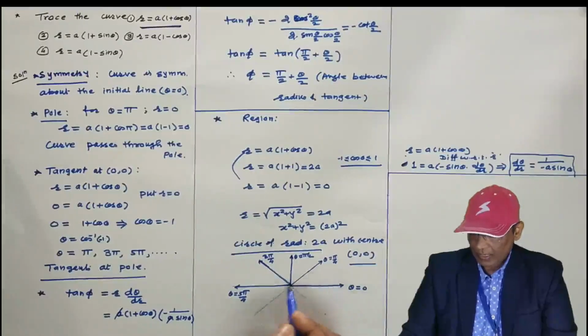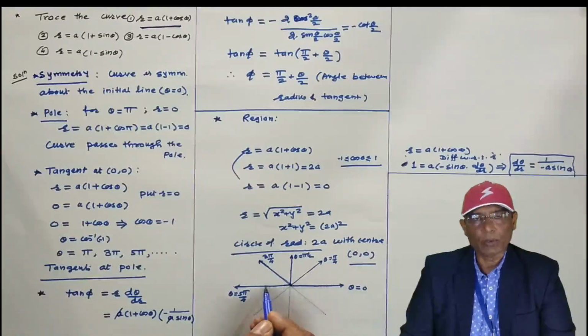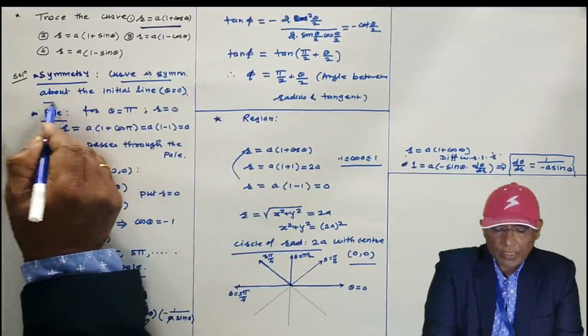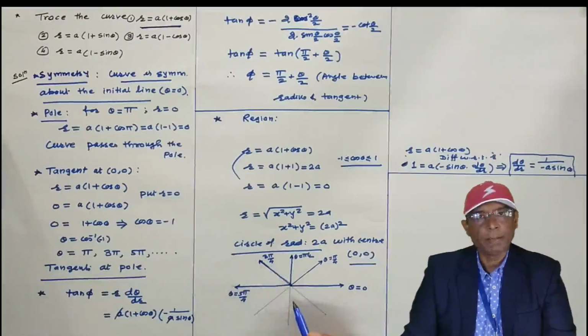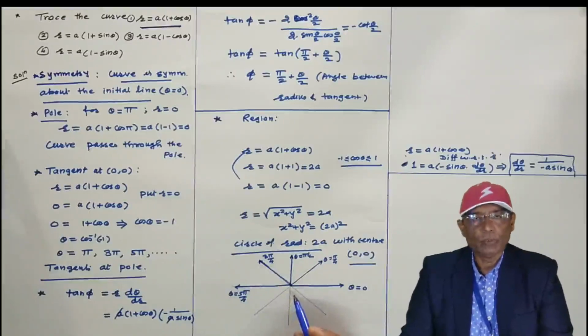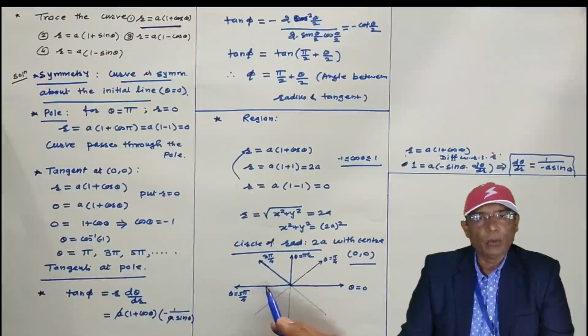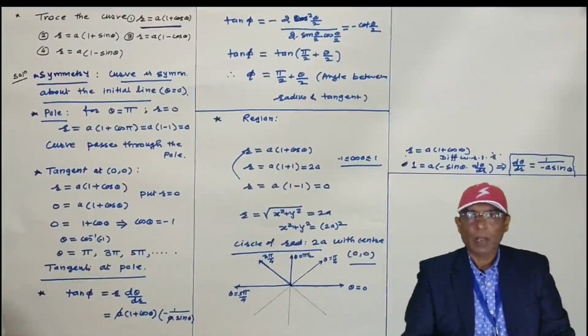Now, intentionally, I have drawn all the lines above the horizontal line, because it is very clear that the curve is symmetric about the initial line. Means above the initial line and below the initial line, the curve will be the same. So in order to optimize the time, I am going to trace the upper part of the curve, and the lower part I will draw by symmetry directly. Means 50% of the work will be reduced if you trace only the upper part of the curve.